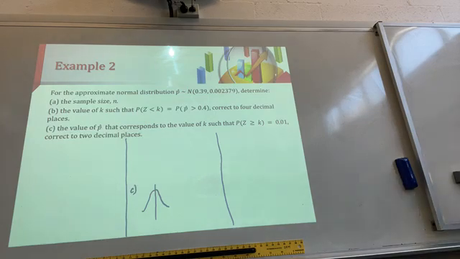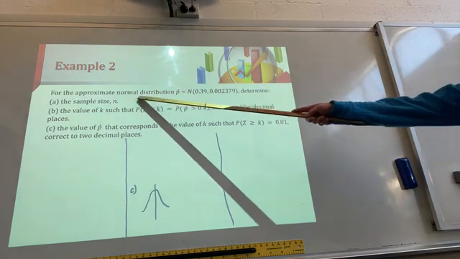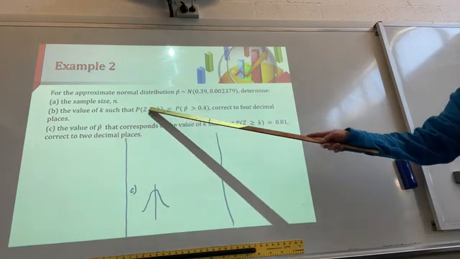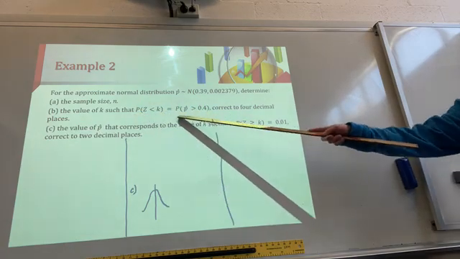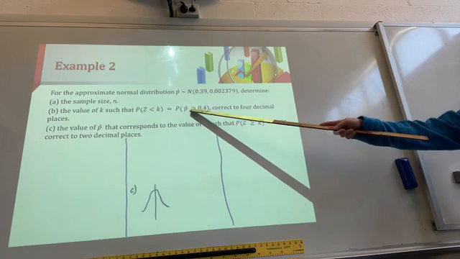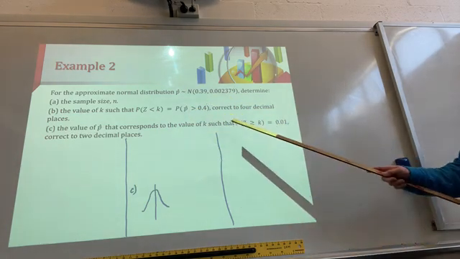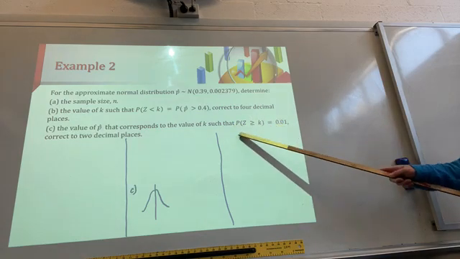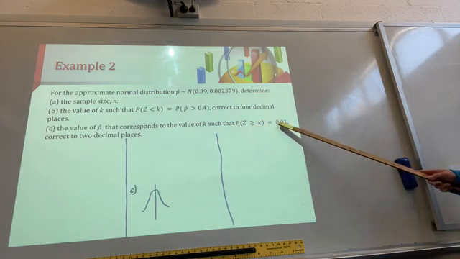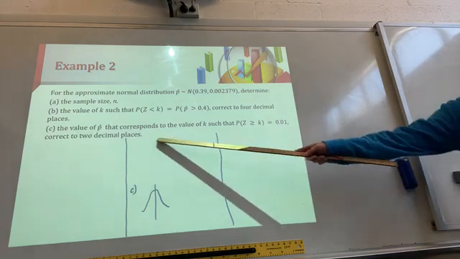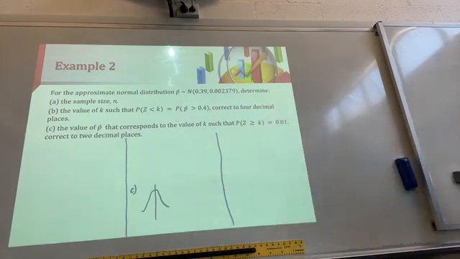So here you know that we are going to look at the standard normal distribution, and this is the P hat distribution, normal, correct to 4 decimal places. And the value of p hat that corresponds to the value of k such that P(z greater than or equal to k) equals 0.01, correct to 2 decimal places. So read the question carefully. I got a feeling that when I answered the question, I may not have read it carefully.